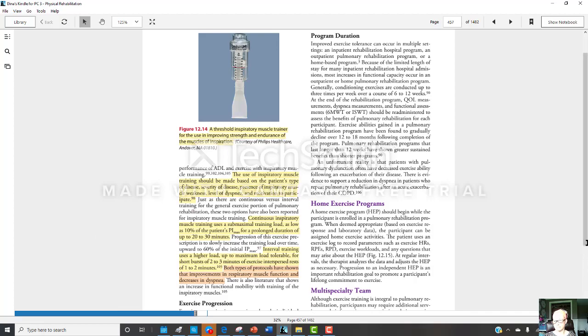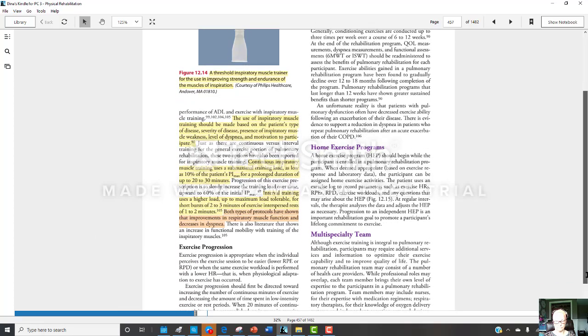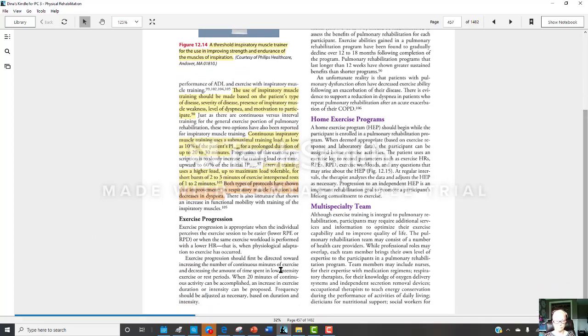105. Exercise progression. Exercise progression is appropriate when the individual perceives the exercise session to be easier, lower RPE or RPD, or when the same exercise workload is performed with a lower HR, that is, when physiological adaptation to exercise has occurred. Exercise progression should first be directed toward increasing the number of continuous minutes of exercise and decreasing the amount of time spent in low-intensity exercise or rest periods.